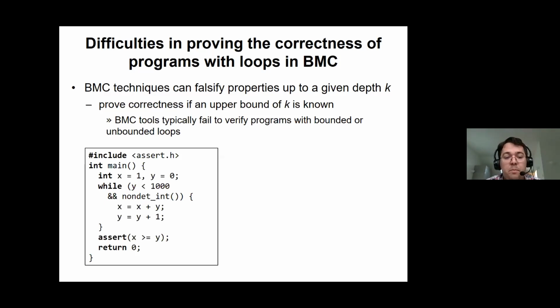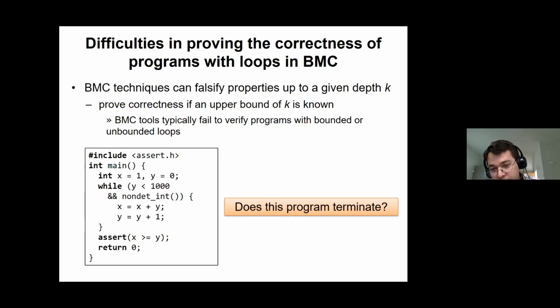Consider this program: we have a while loop, while y is smaller than 1000, and we have nondeterminism here in the loop, where nondet int can return any integer number. Inside the loop, we just increment x and y, and then you check if x is greater or equal than y. So the question is: does this program terminate? At a quick glance, it's tricky to answer that question.